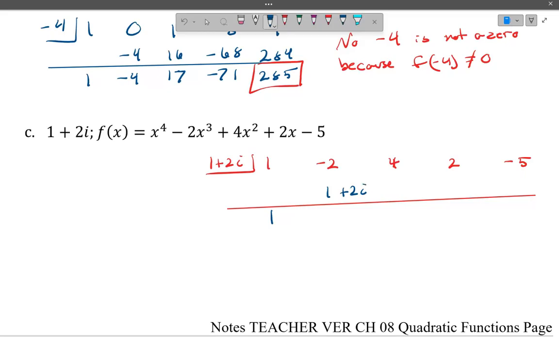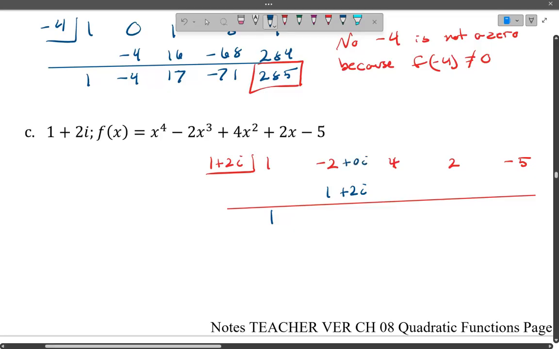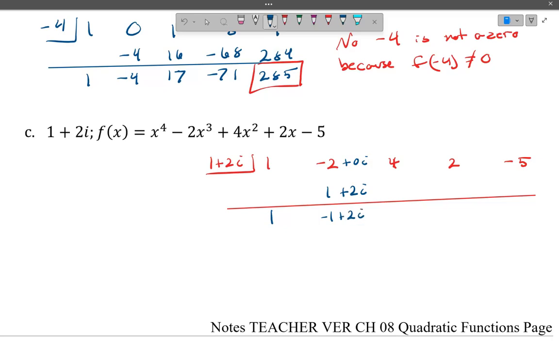Now recall, when we're adding real and complex numbers together, we add the real parts, and then we add the non-real parts. Negative 2, you can imagine as being negative 2 plus 0i. So we're going to have negative 1 plus 2i. Now we're going to multiply negative 1 plus 2i by 1 plus 2i. We're going to multiply these two together. So 1 plus 2i times negative 1 plus 2i.